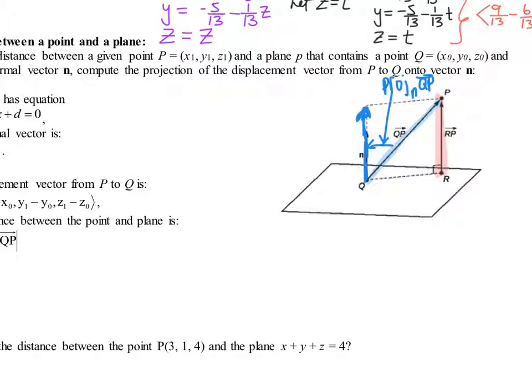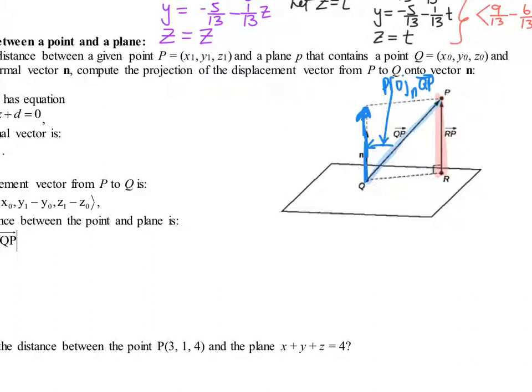Well, that would give us a length. That length, this length over here, might not seem meaningful until you realize opposite sides of a parallelogram are congruent. So if I know this length here, then I know this length here. And that's the one I need. So if I can find the component of QP acting in the direction of n, then I will have the distance between P and the plane, the shortest distance between P and the plane. So that's the conceptual piece.